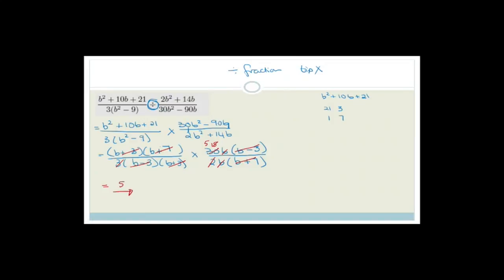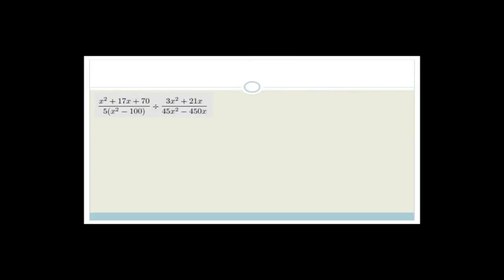I like that question. Right, let's try again. Okay, so now we've got x squared plus 17x plus 70 over 5 times by x squared minus 100, all divided by 3x squared plus 21x divided by 45x squared minus 150x. So you can see now what I said to you before, that we can start thinking about looking at factorization before we can simplify. Because this here is a trinomial, right? This here is the sum and difference of squares. This here and this here, they are both common factors. So we can take stuff out of here and then see if we can't factorize things.